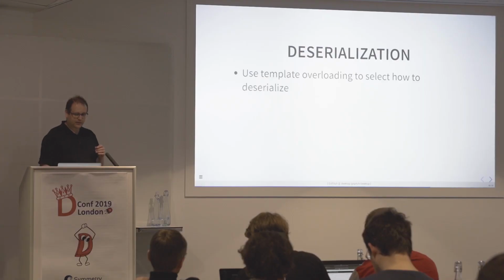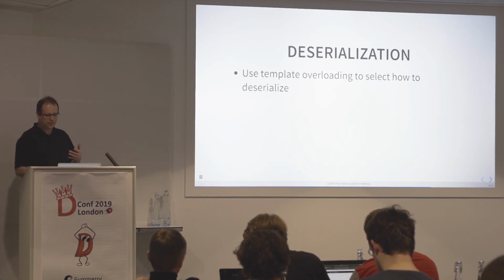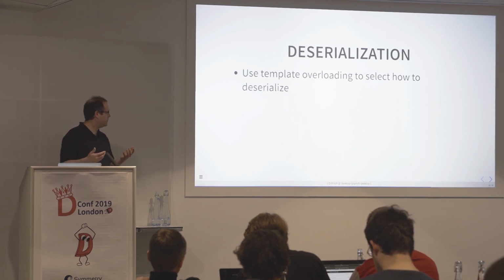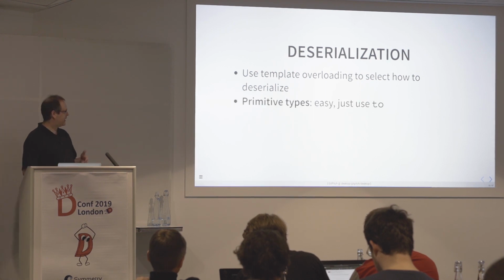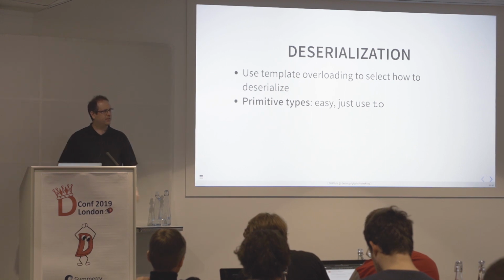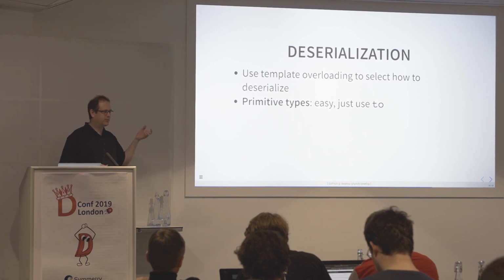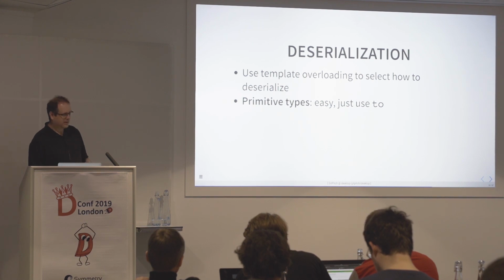So let's look at how deserialization is implemented. We're using template overloading to select how to deserialize each piece. Primitive types are easy, just use to!. I have a string, I use to, I get the result out. Integers, floating points, some of them are like that, and I think the Booleans, like true or false, I just know, oh, it's true, so I'm going to do true directly.